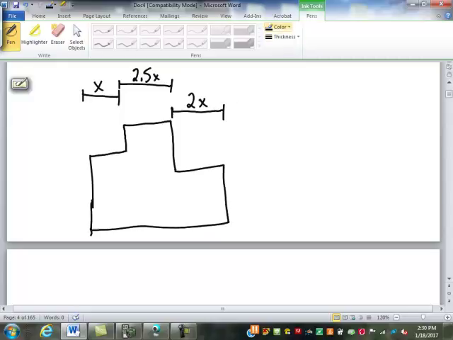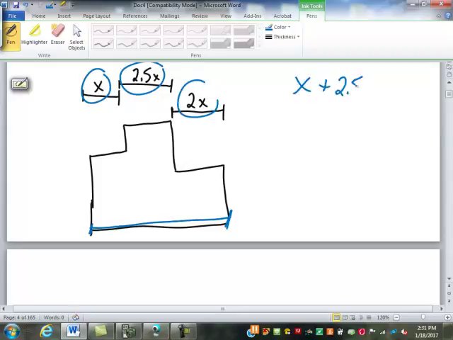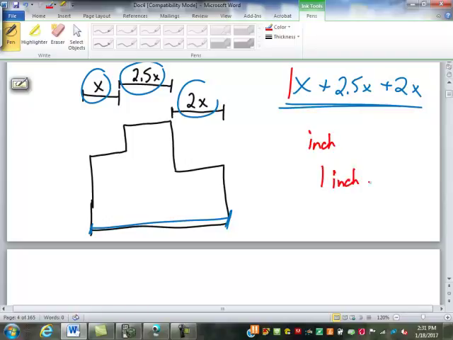And if I want to now come up with an expression for the length of this, it's just a matter of adding those all together. X plus 2.5x plus 2x. Now coming up in a couple of classes, we'll look at how we can combine those. Since those are all x's, we should be able to combine them. And we can. The key is that x is really 1x. Just like if you have an inch, we don't usually say 1 inch, we just say an inch. Well, an x is really a 1x.